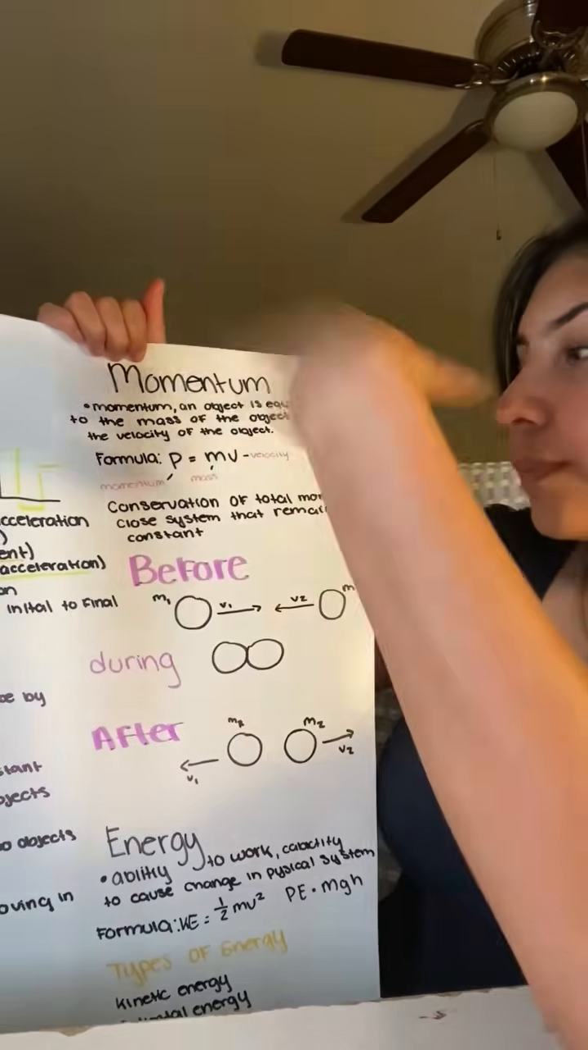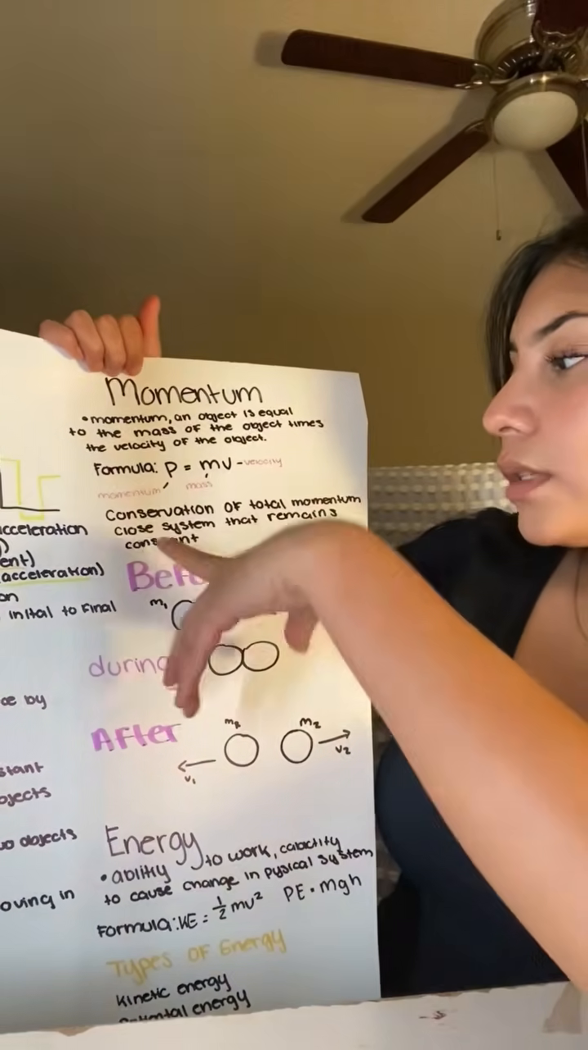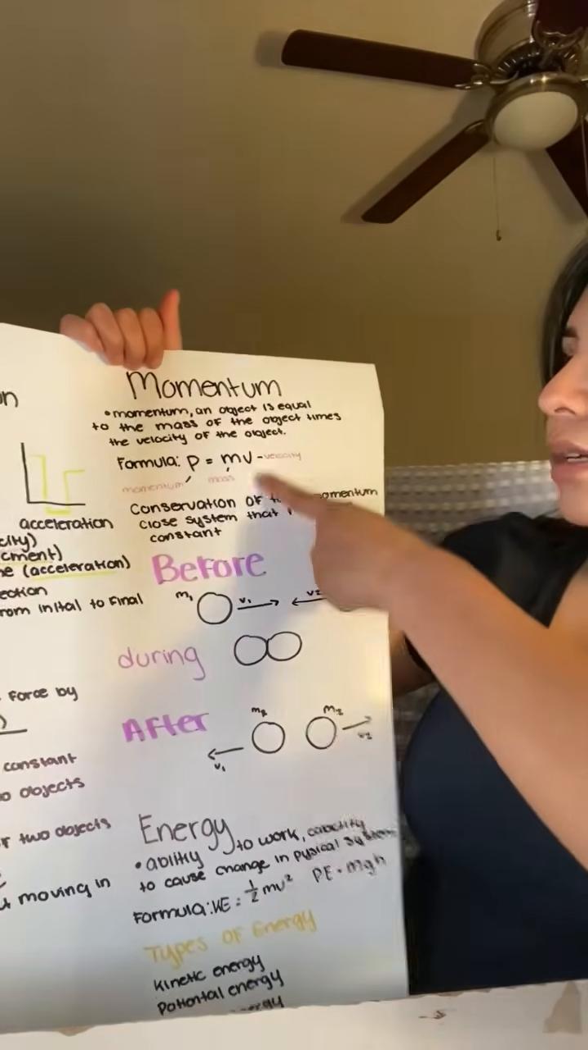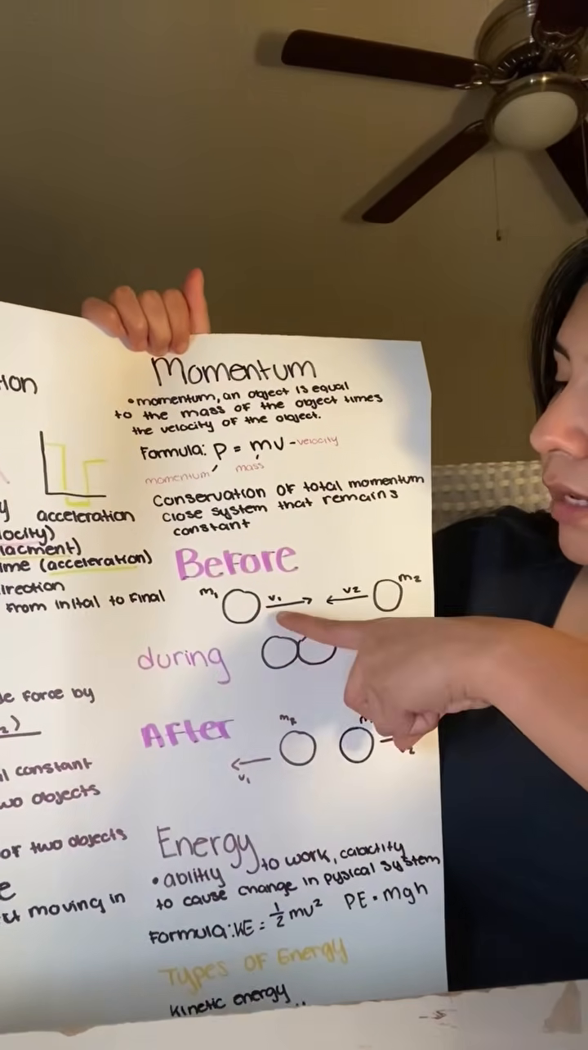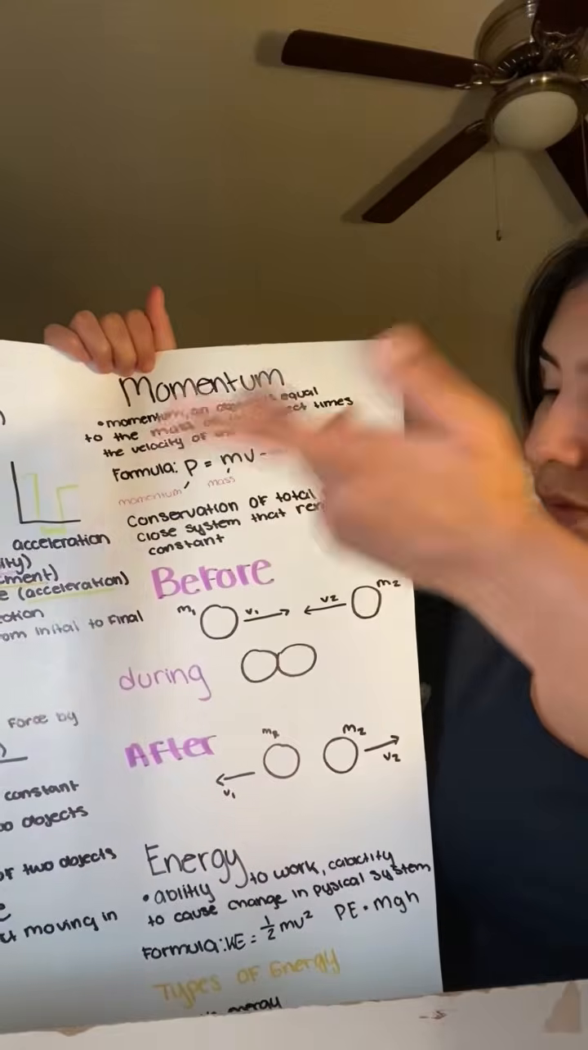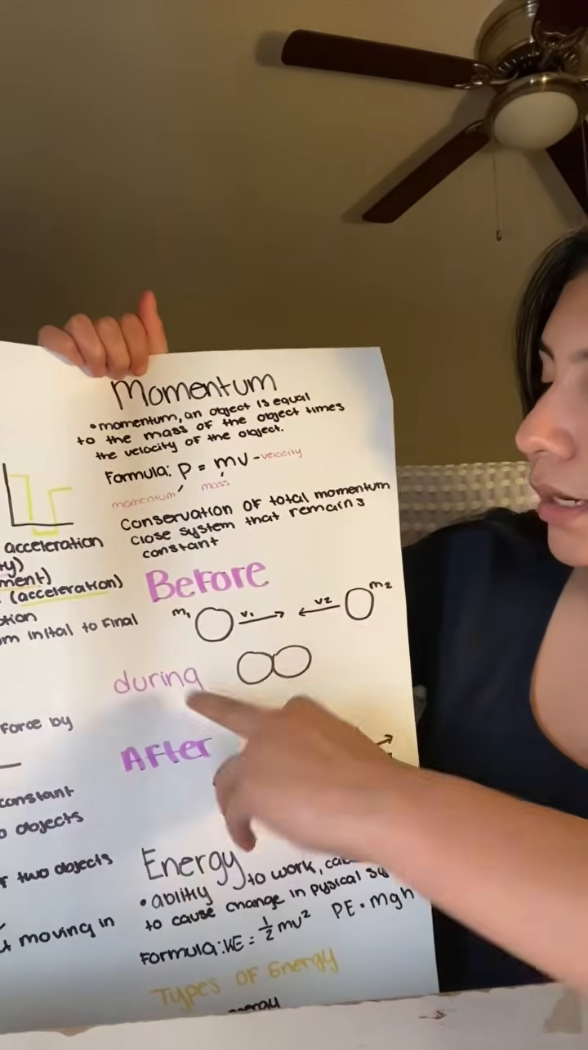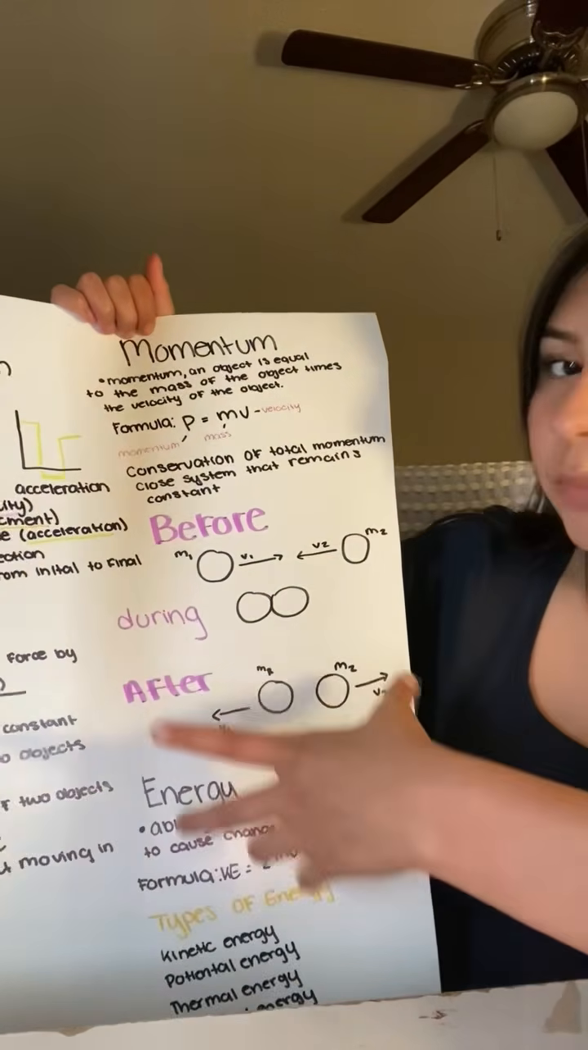Basically, the meaning of it is the conservation of total momentum: in closed systems, it remains consistent. So here is what happens before and after a collision. It has m1 and v1, and m2 and v2. You can guess what those are. Before collision, they're separated. During is just when it happens, and after is when they separate.